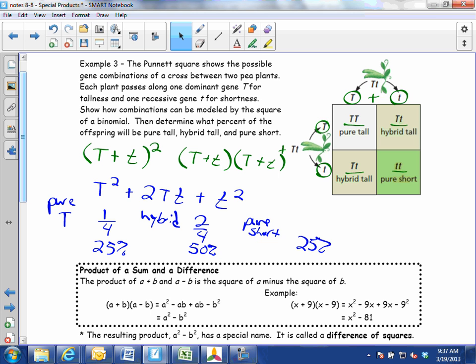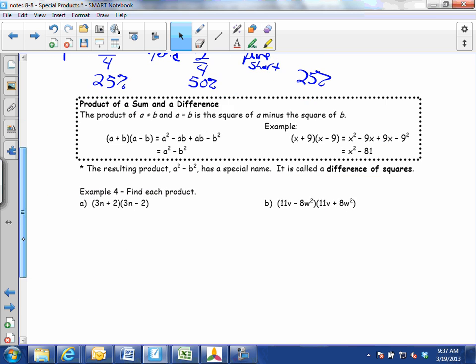Questions on that? Okay. Last pattern we're going to talk about is the product of the sum and a difference. Meaning I'm going to have these two numbers, the first and the first the same number, and my last and my last are going to be the same number. The only thing that's different is one is going to be a plus and one is going to be a minus. Okay?